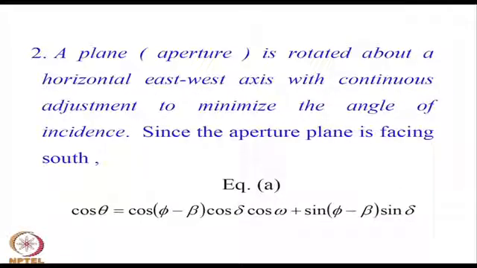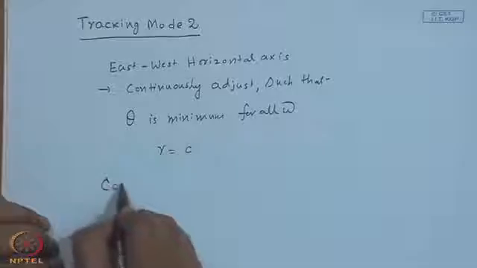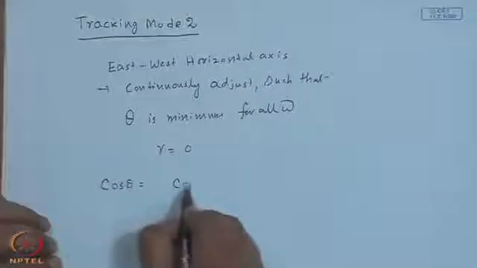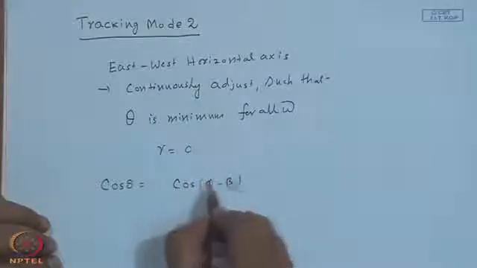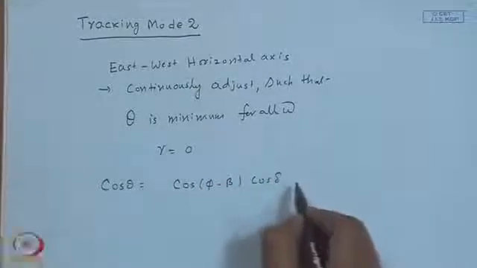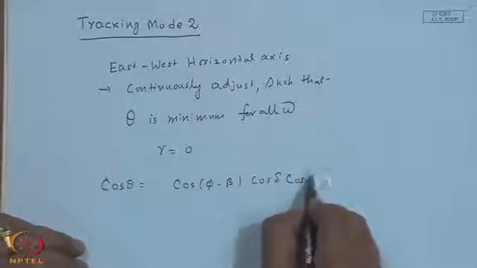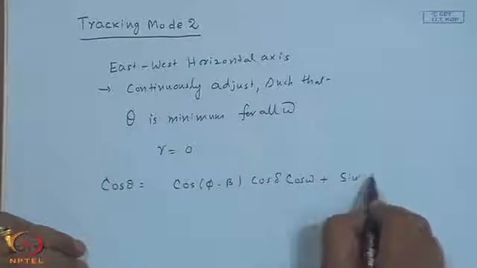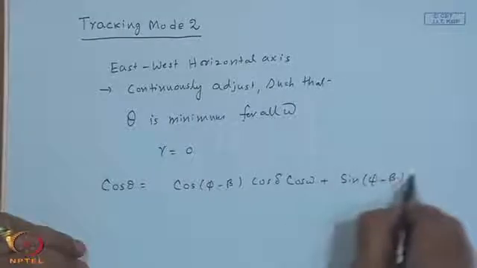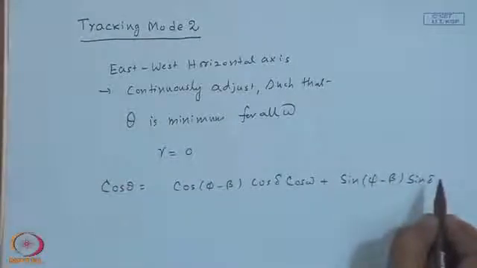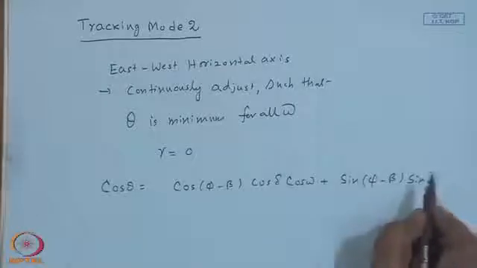So, that is what is written here. A plane is rotated about a horizontal east-west axis with continuous adjustment to minimize the angle of incidence. Since the aperture plane is facing south, again gamma is 0. My cos theta is given by the same expression: cos(phi minus beta) cos delta cos omega plus sin(phi minus beta) sin delta. Now, our objective is to make theta minimum.